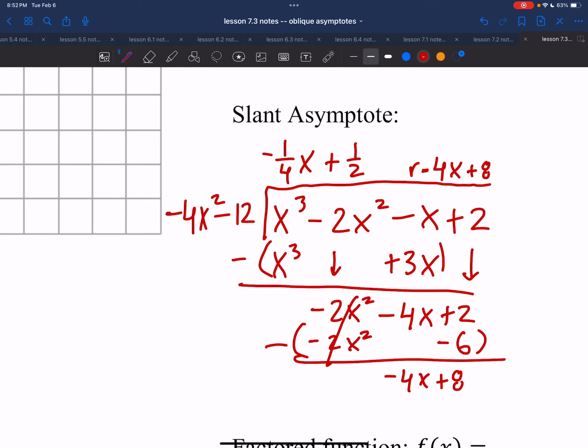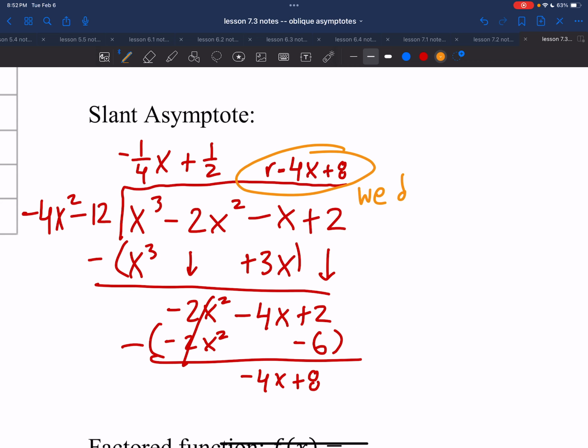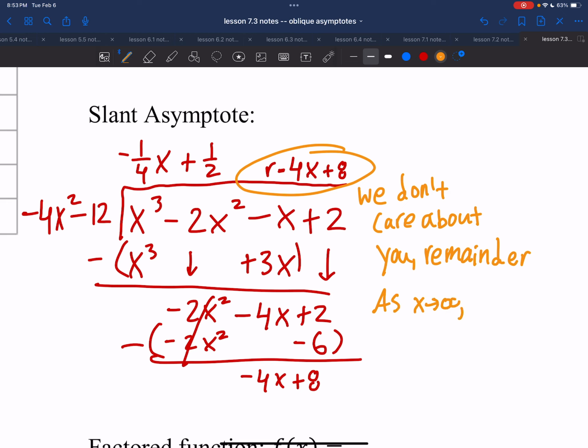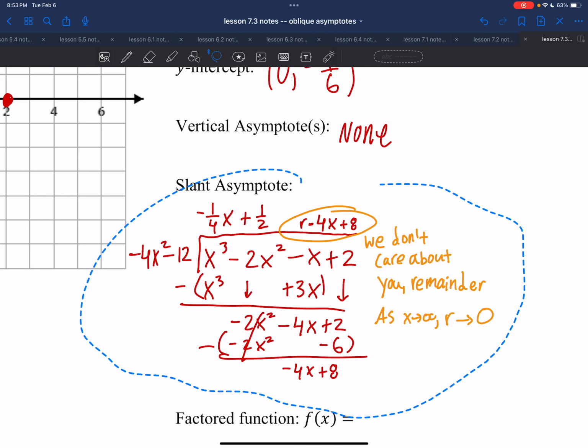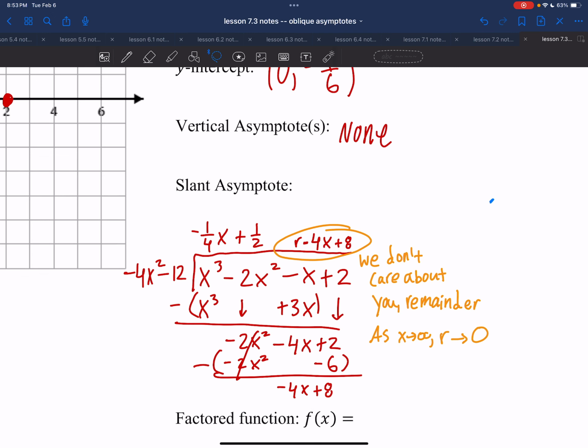But remember, we don't care about you, remainder. Because as x goes to infinity, that remainder goes to 0. It is insignificant. I'm sorry, remainder. I hate to call you that, but you don't matter.